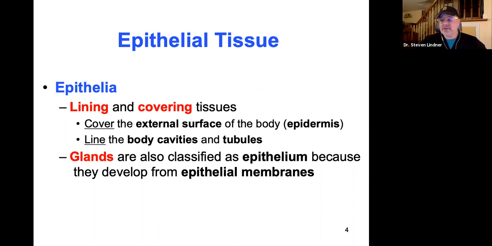Arteries and veins look like long tubes. The esophagus and trachea look like long tubes. The urinary tract is a tubular tract. The reproductive tract is tubular. The digestive tract is tubular. So really anything that looks like a long hose or a long tube with a hollowed out lumen or cavity in the center is going to be lined with epithelial tissue. Glands are also classified as epithelium.